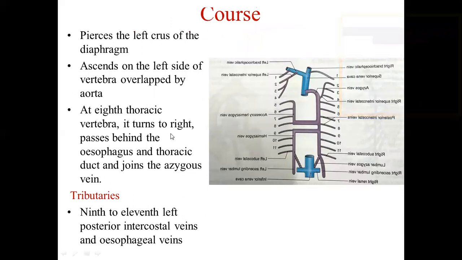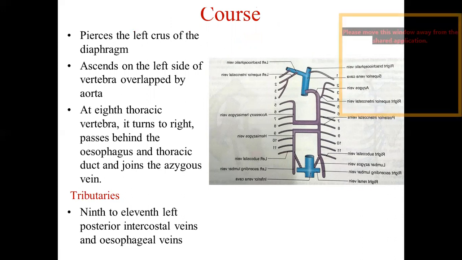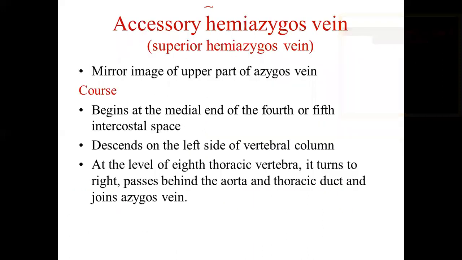The course of this vein: it pierces the left crus of the diaphragm. It ascends on the left side of the vertebra, overlapped by the aorta. At the 8th thoracic vertebra, it turns to the right side, passes behind the esophagus and thoracic duct, and joins the azygous vein. Tributaries of this vein are the 9th to 11th left posterior intercostal veins and esophageal veins. So from the left side, it ascends upward.